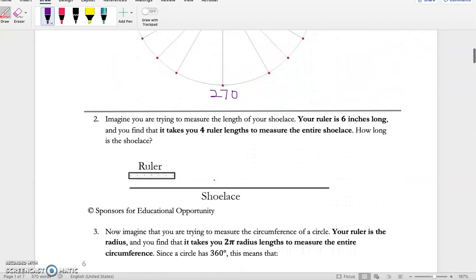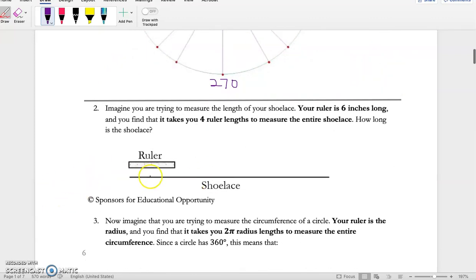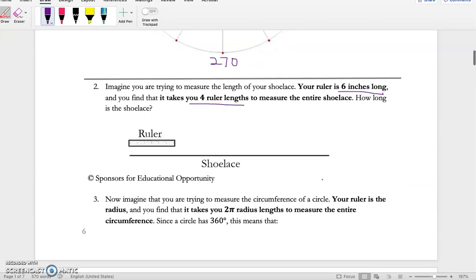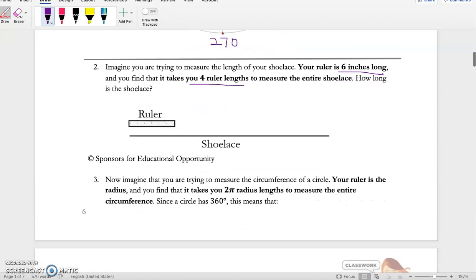All right, so after you do the warm-up, number 2 says, imagine you are finding the measure of the length of your shoelace. Your ruler is 6 inches long, and you find that it takes you 4 ruler lengths. So 4 of those 6 inches. So how long is your entire shoelace, right? And it seems simple enough.